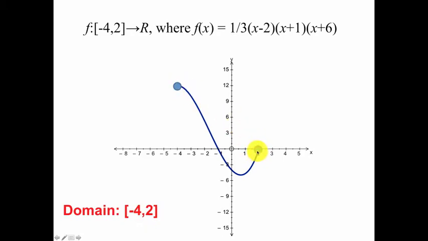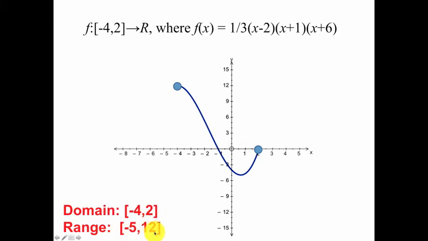Now what's our range going to be? Well, it's going all the way down here from y equals negative 5 all the way up to y equals 12. And because it's a turning point here and it's a coloured in dot here, it's going to be in square brackets. So the range is equal to negative 5 in square bracket up to 12 with a square bracket.